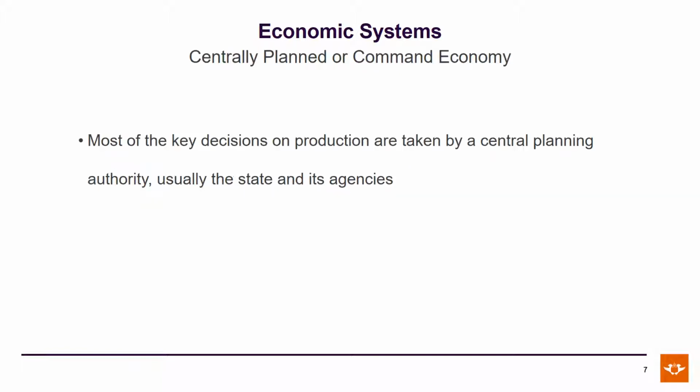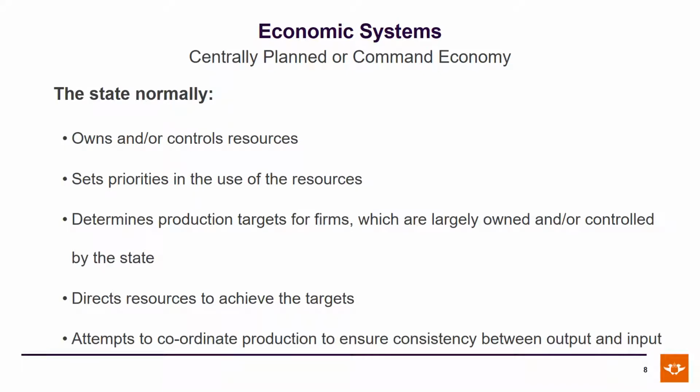A centrally planned or command economy is an economy in which most of the key decisions on production are taken by a central planning authority, usually the state and its agencies, for example, Russia. Some key features or characteristics of a centrally planned or command economy are that the state normally owns and/or controls resources, sets priorities in the use of the resources, determines production targets for firms which are largely owned and/or controlled by the state, directs resources to achieve the tasks, and attempts to coordinate production to ensure consistency between output and input.